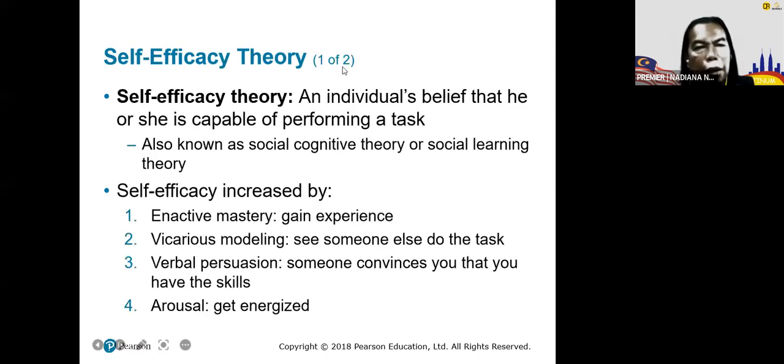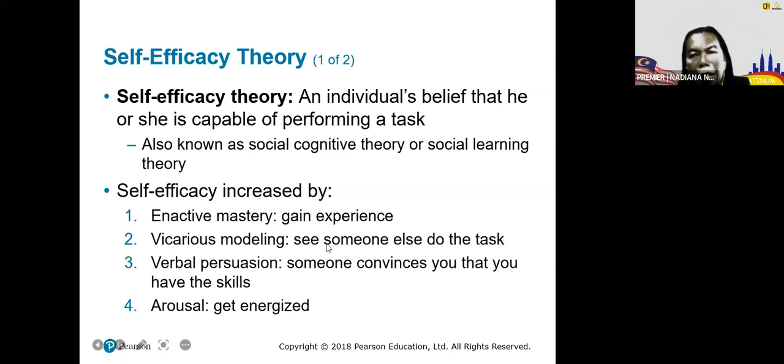We look at the self-efficacy theory. Self-efficacy theory is an individual's belief that he or she is capable of performing a task. They have self-belief. Also known as social cognitive theory and social learning theory. They have inner belief that he or she is capable of performing tasks. Self-efficacy is increased by active mastery, where they gain experience.